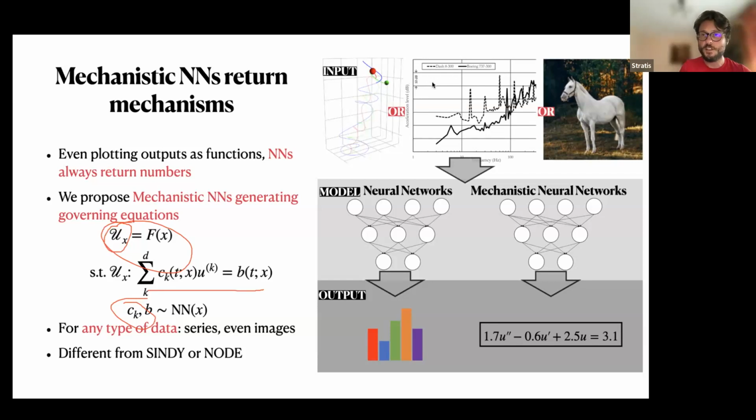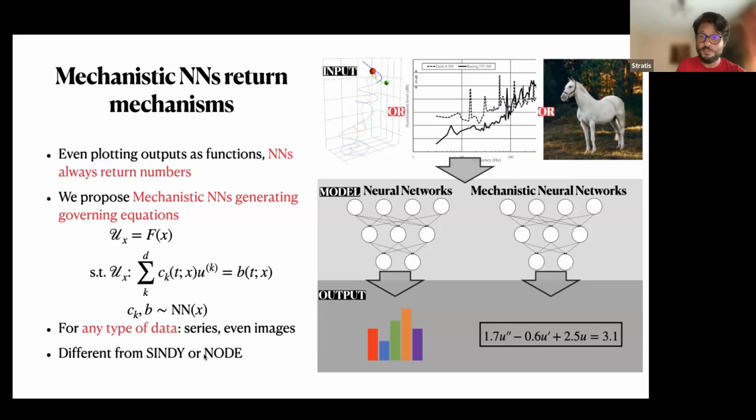Now, what is interesting here is that the proposed model, mechanistic neural networks, works for any type of data. So it can be time series, trajectories, or it can even be horses. The mechanistic neural network will return an equation of the picture of a horse. So it is different from SINDy because it integrates the equation estimation within the neural network. It's not just a regression on features.